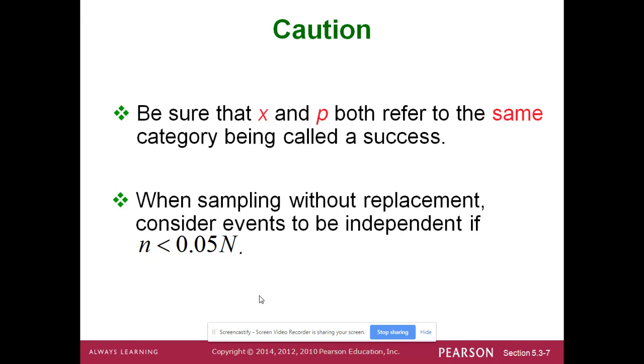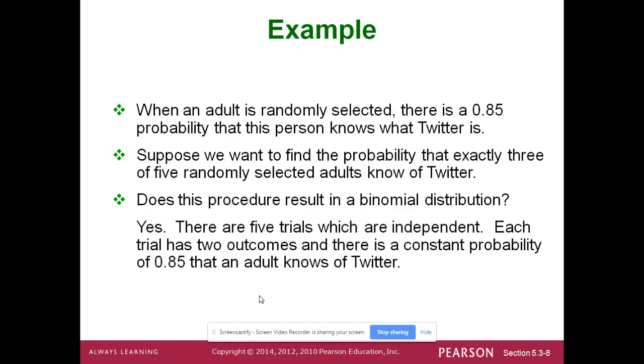That's what's going on here. Be sure that X and P both refer to the same category, as in success. Sometimes they will switch it up on you in the word problem. They'll give you probability of failure, and you've got to find probability of success. So make sure that X and P are both referring to success. And here's that rule about 5%. If the number of trials you have is less than 5% of the population, then you can treat it as independent, even though it normally wouldn't be independent. So that 5% rule is carried throughout our text.